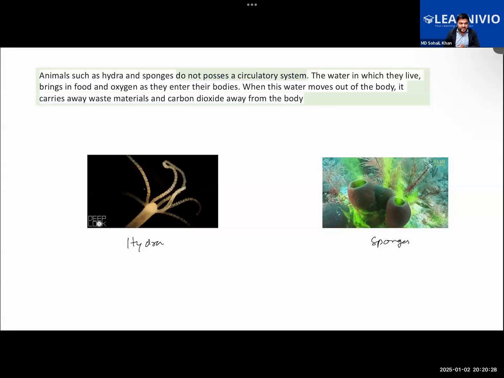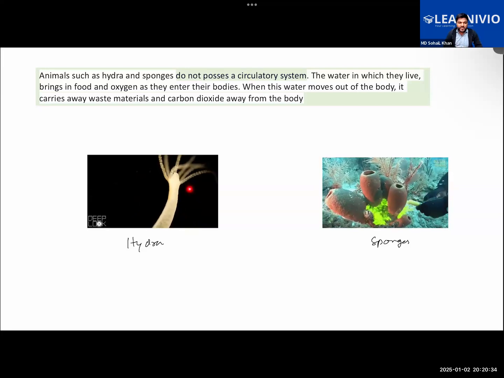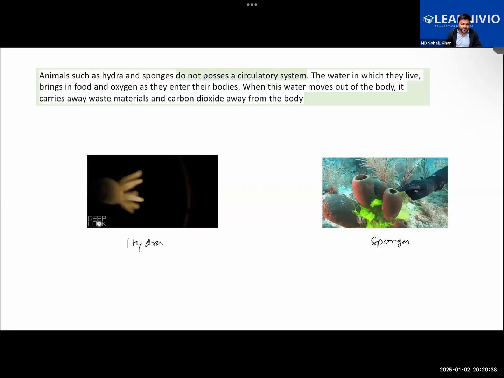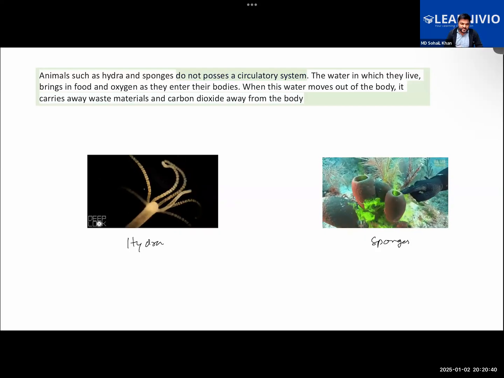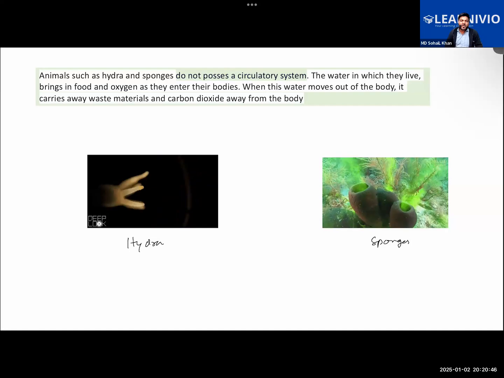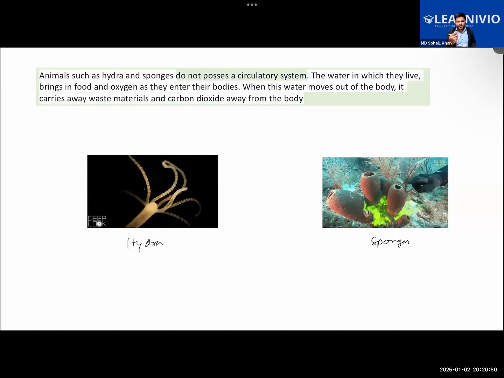There are some animals that do not possess a circulatory system at all. The water in which they live brings the food and oxygen into their body. From one side of the body the water enters and brings the food and oxygen, and as the water moves out of the body, it carries the waste materials away from the body.